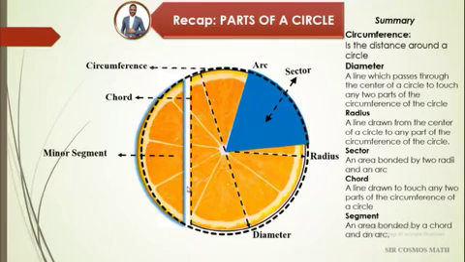Try as much as possible to understand the chord. A chord is any line drawn from one part of the circumference of a circle to touch another part of the circumference of a circle.